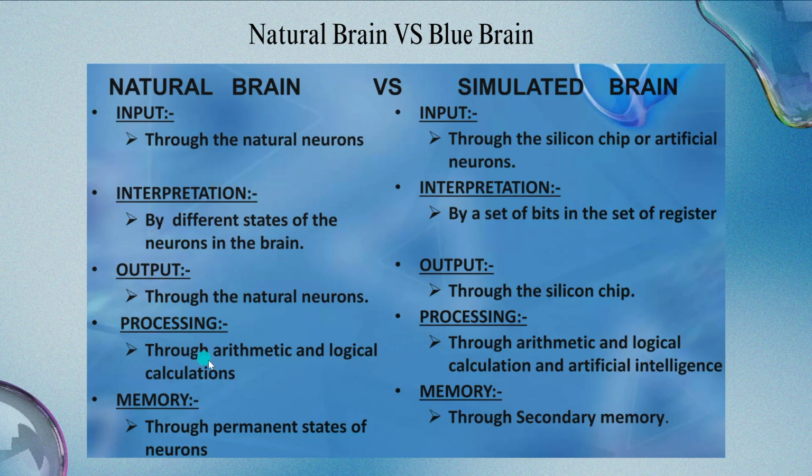And processing through arithmetic and logical calculations, and this processing is by artificial intelligence. Memory is through the permanent state of the neurons, and through the secondary memory. We are going to use the secondary memory for the blue brain technology. Okay, that is the difference.